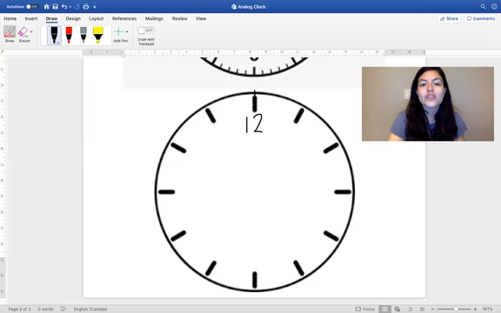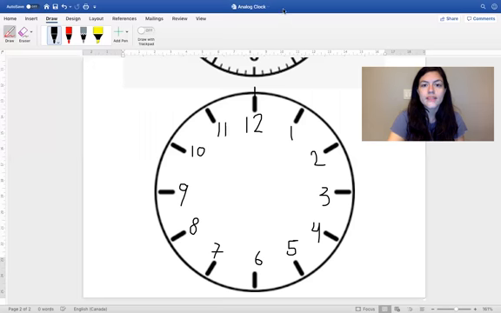This is kind of like our starting mark. It's where we start, and it's where we end up when we go all the way around the clock. Next comes 1, 2, 3, 4, 5, 6, 7, 8, 9, 10, and 11.